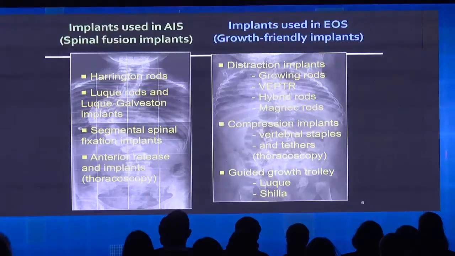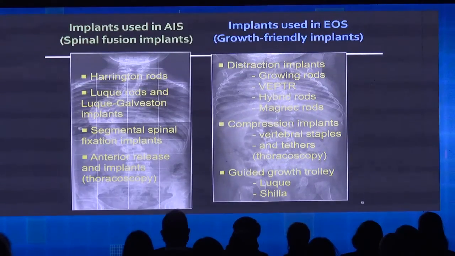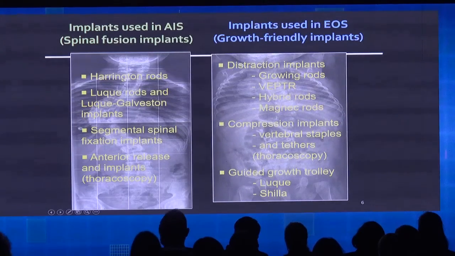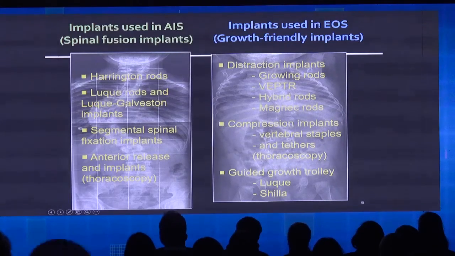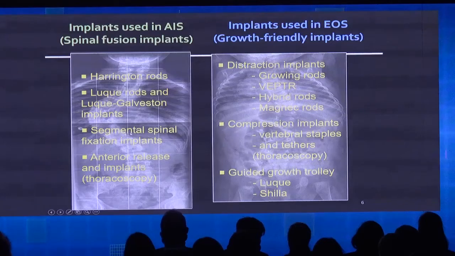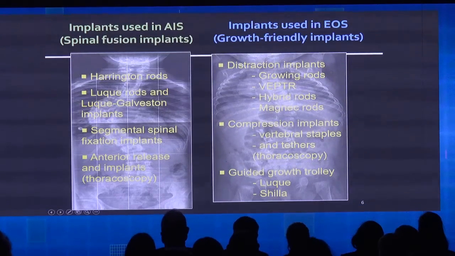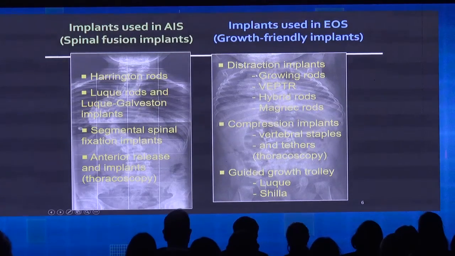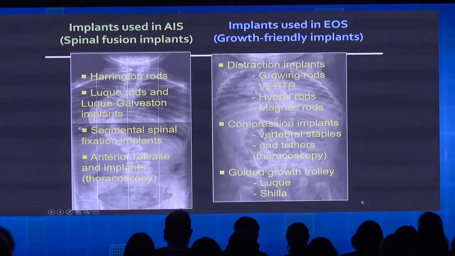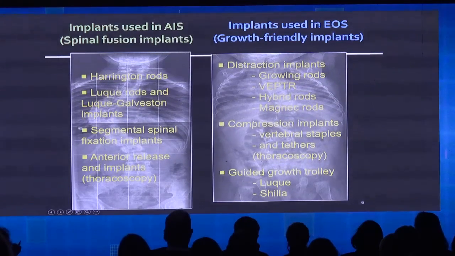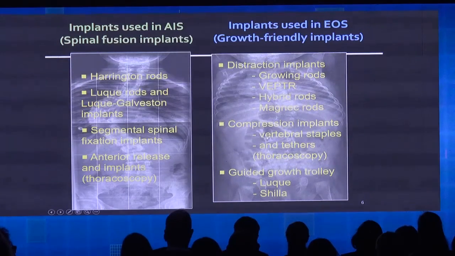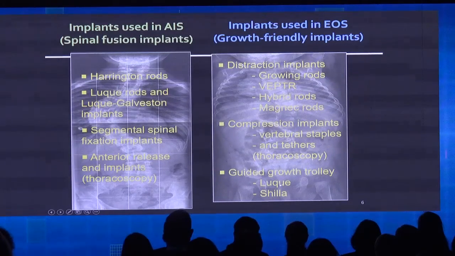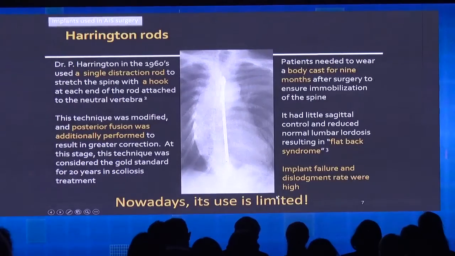So here is a very rapid summary of everything that we can use. If you start with adolescent idiopathic scoliosis, historically you start with Harrington rods, then Luque, Galveston implant, segmental spinal fixation, and now anterior release and implants through thoracoscopy. When you go for implants used in early onset scoliosis, you have growing rods, VEPTR, hybrid rods, and magnetic rods. You can also use compression implants, vertebral staples and tethers, and finally, more recently, guided growth with Luque or Shilla implants.